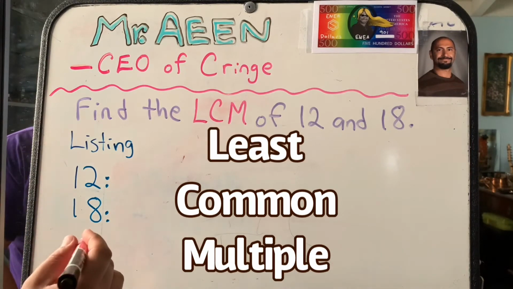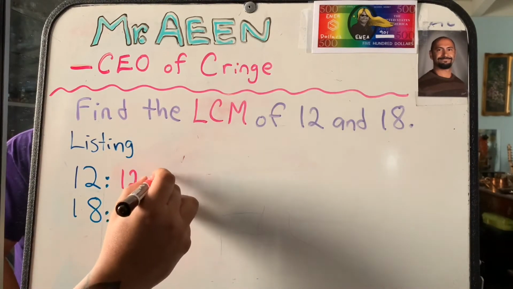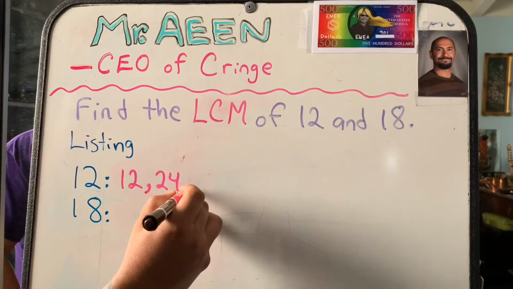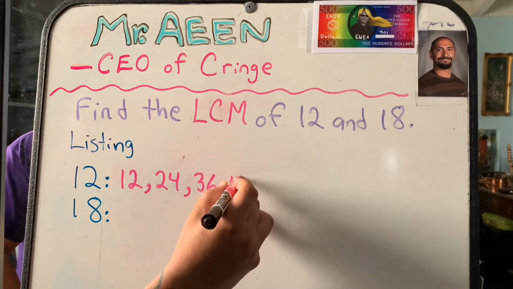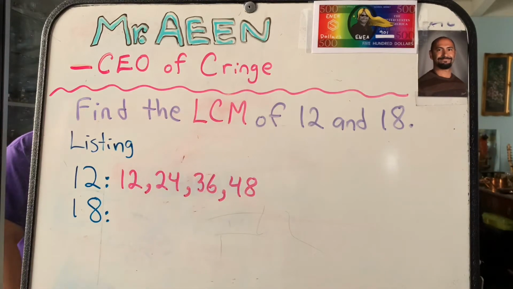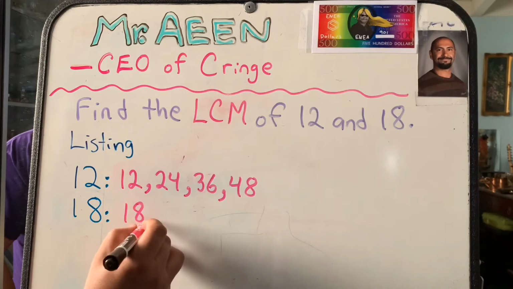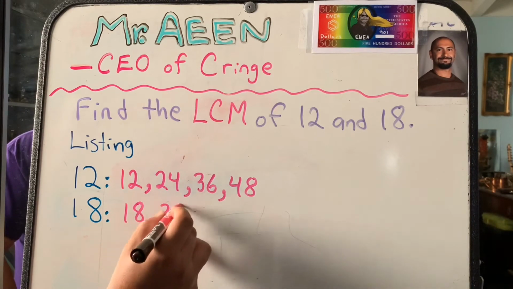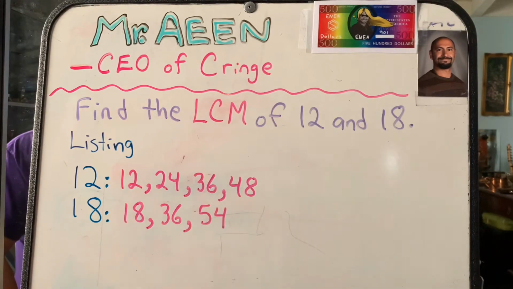Okay, now we're going to look for the LCM, or least common multiple of 12 and 18. This time, we're going to write the multiples of 12 and 18. It's like skip counting. So for 12, we have 12 times 1, 12 times 2, 12 times 3, 12 times 4. And we do the same thing for 18. So 18 times 1, 18 times 2, 18 times 3.